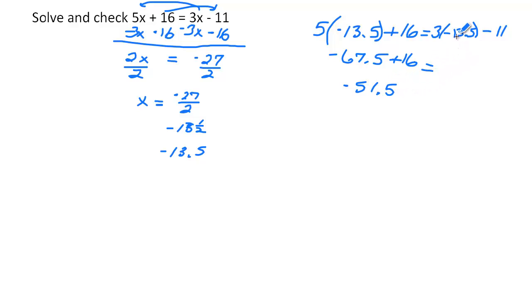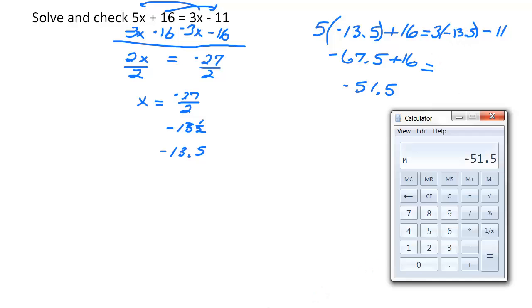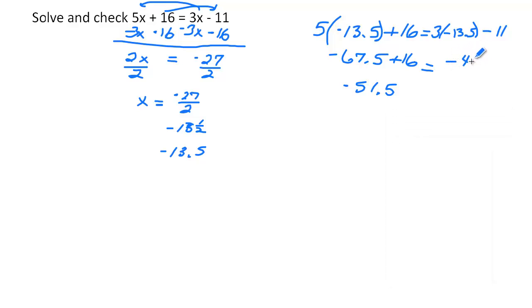Is that equal to 3 times a negative 13.5, or negative 40.5 minus 11? Both are negative, add them up, give them the negative sign, negative 51.5. It checks.